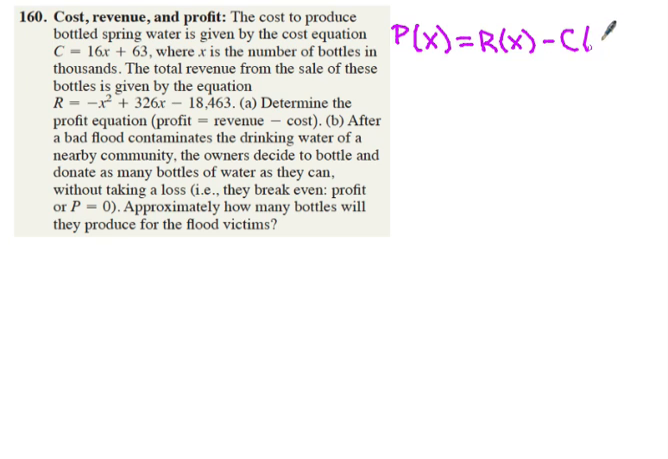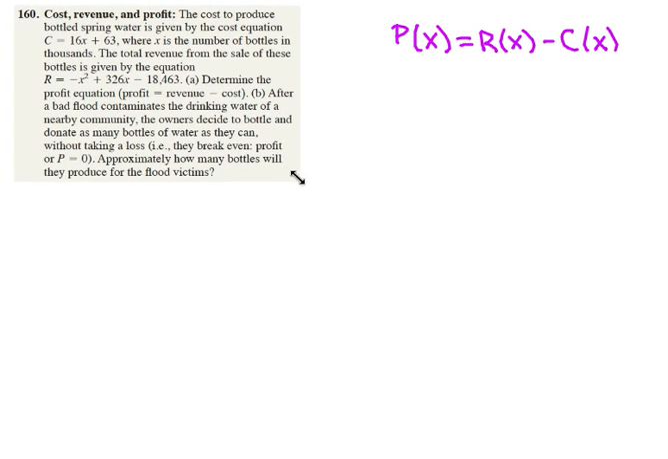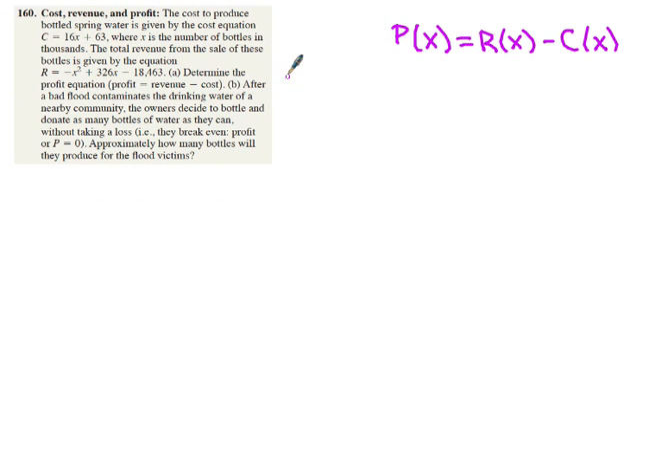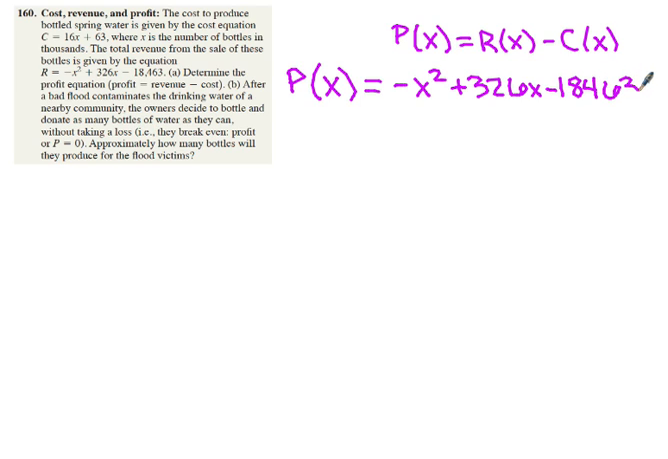And so as we took a look at this, we discovered that, yeah, we actually have added and subtracted equations from each other before, typically with elimination when solving systems of equations from the past. So if my revenue equation is negative x squared plus 326x minus 18,463, and I want to subtract the cost from that, which is expressed as 16x plus 63, I can subtract that entire equation from each other.